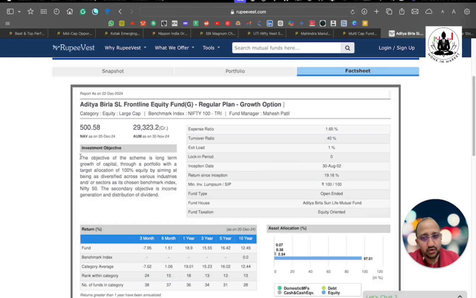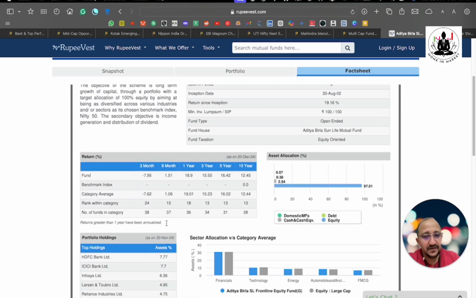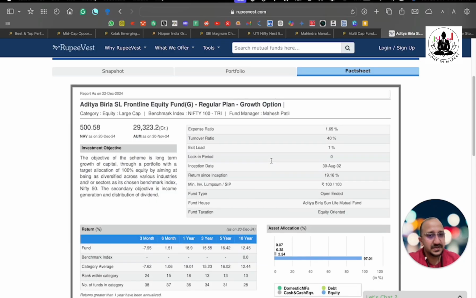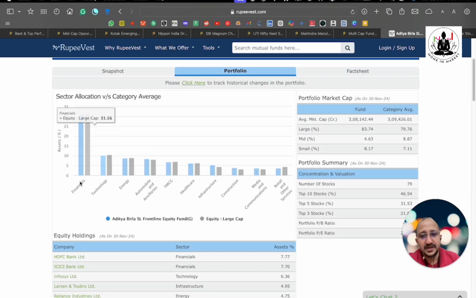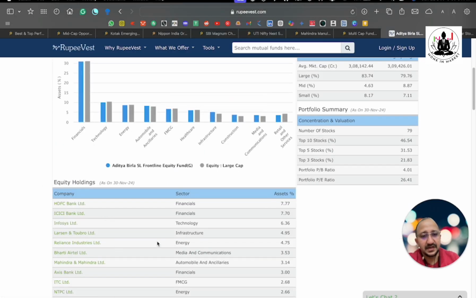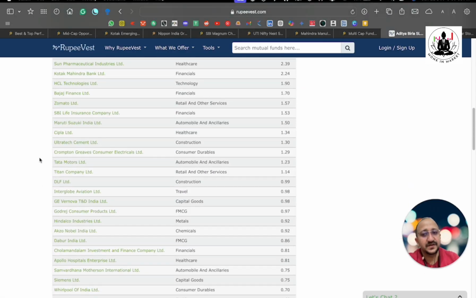Over here, you should be reading the investment objective. What is the objective? All the terms would be mentioned over here, right? Where they are investing the money will be mentioned over here. The same data is picked up by these websites, basically. I hope this is clear to everyone. So this is the portfolio where they are investing your money. These are the list of the shares where they have invested your money.